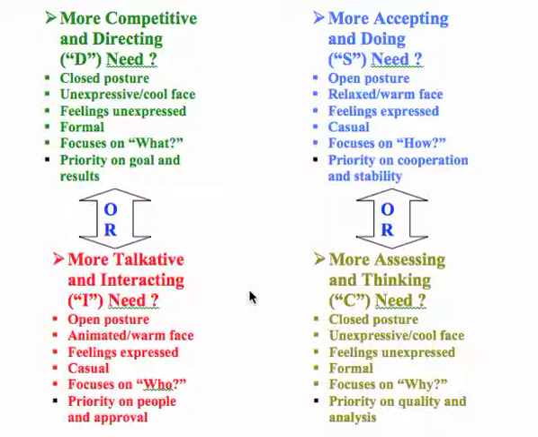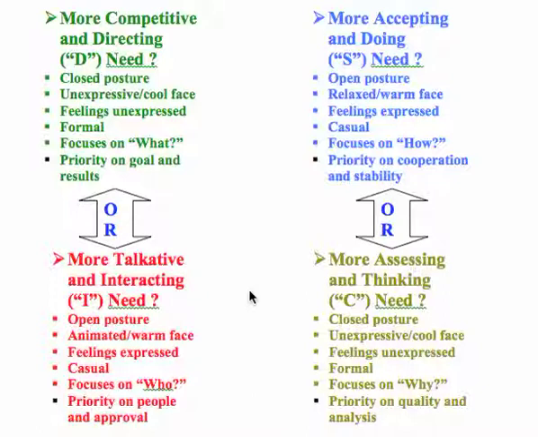The green is more competitive and directing, and the red, which is the I, is more talking and interacting. Typical little clues: the D has a more closed posture, so look for body language, like folded arms, an unexpressive and cool face that doesn't show feeling, often more formal, and focuses on what questions: what can you do for me, what does this cost. The priorities are very much goal and results orientated. Within a few minutes of talking to a person, you should be able to identify that.